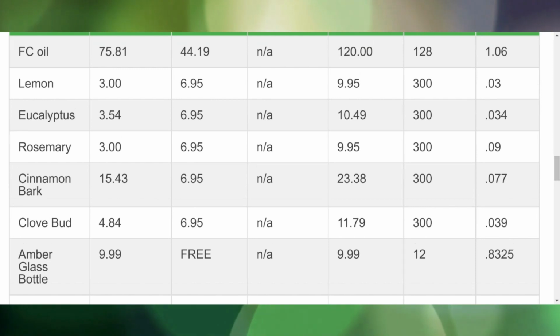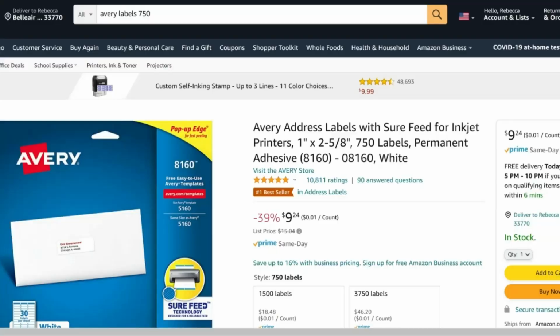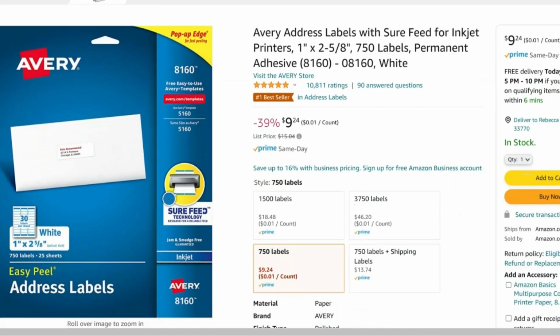It's free shipping because I have Prime, and I have 12 in the little package here. So that brings it to 83.25 cents. So 83 cents a bottle, that's not bad. Then I'm adding in my Avery label. Now what I'm doing is purchasing one of those packs that you can get like 750 labels with. These are just your plain labels.